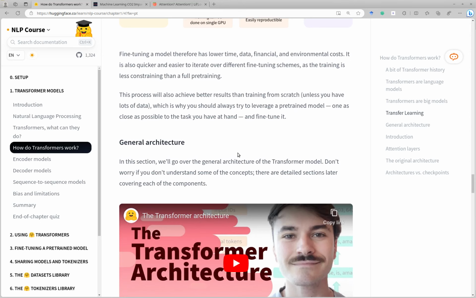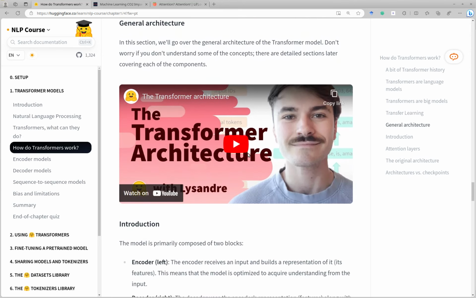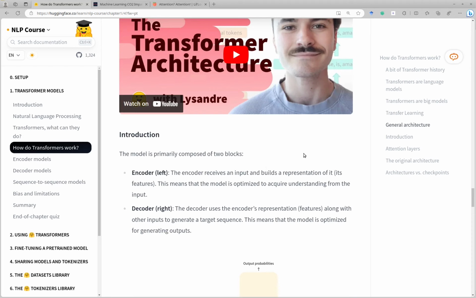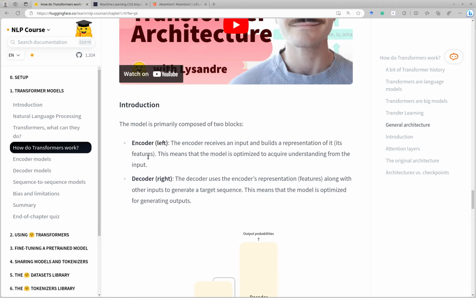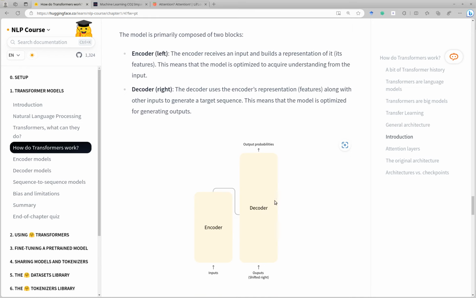Let's dive deeper into the general architecture. So mainly the transformer model contains two blocks. One is the encoder and the other is the decoder. As you can clearly see in the figure, the encoder receives inputs and builds the representation of the data. That is, it will build the features.